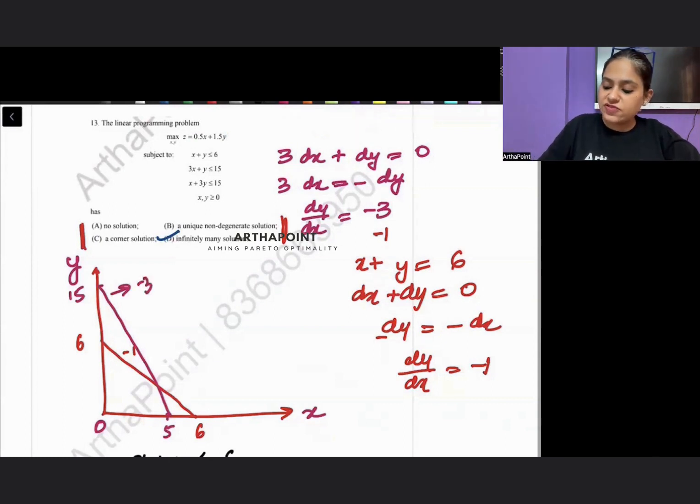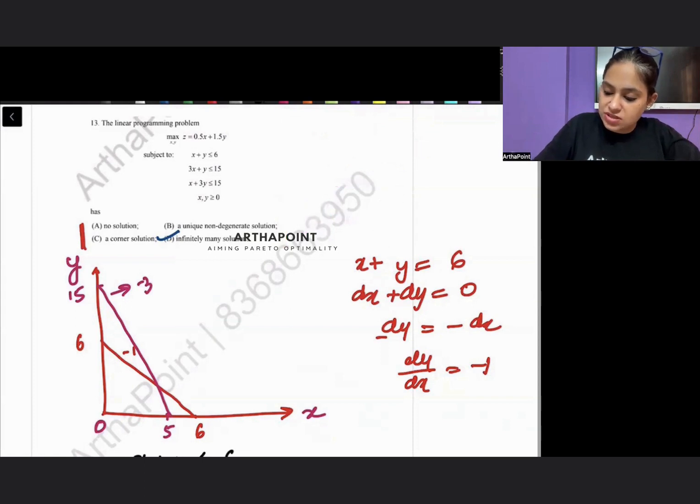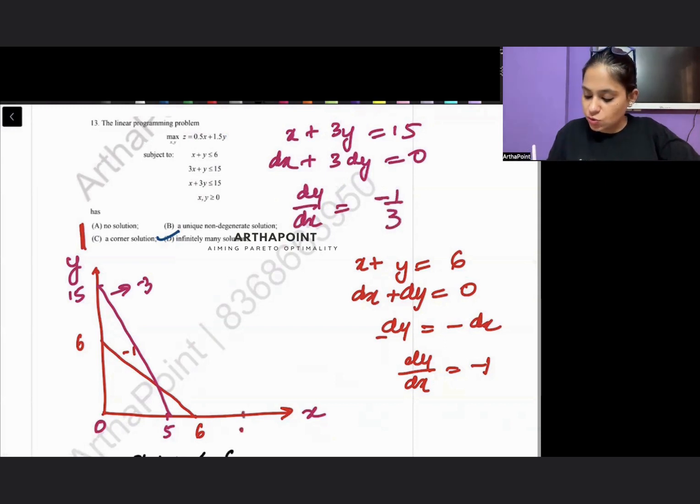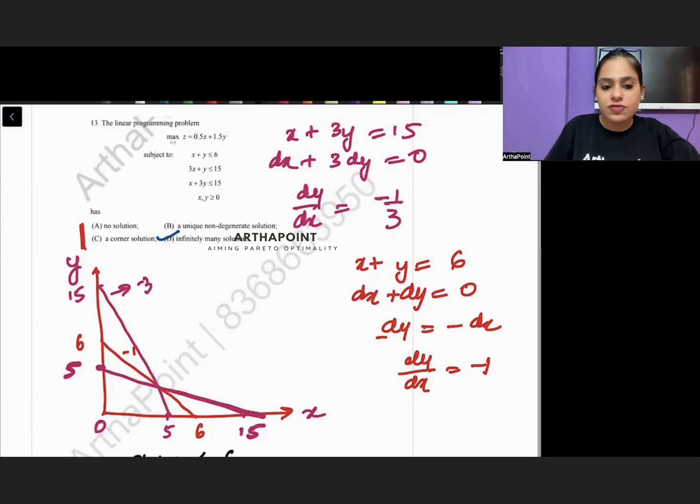Now let's go ahead with the third function. The third function that has been given to me is x plus 3y is equal to 15. So if I take dx plus 3 dy, this will be 0. So dy by dx will come out to be minus 1 by 3. And then you can also plot this. Here you will have 15, and when you put x at 0, y will be 5. Here you will have 5, and you can just join this, right? Of course, this may not meet in the way that I have drawn it. It will be something like this. So the region that you will be seeing will be from here to here, to here, to here, right? So this will be your common region.